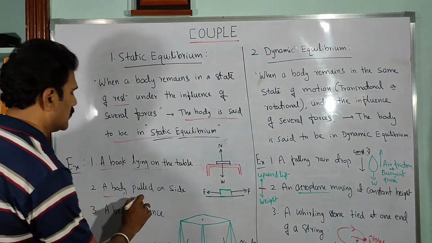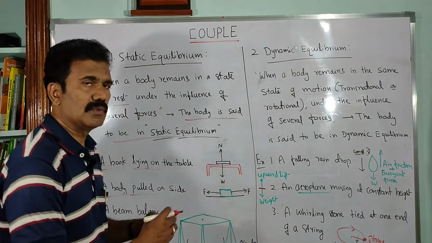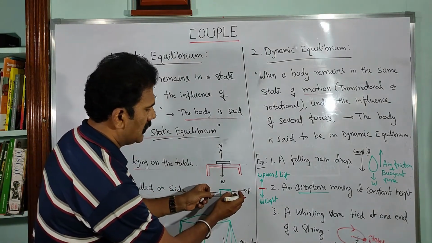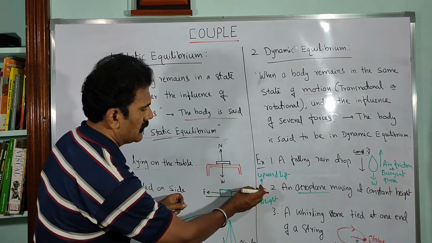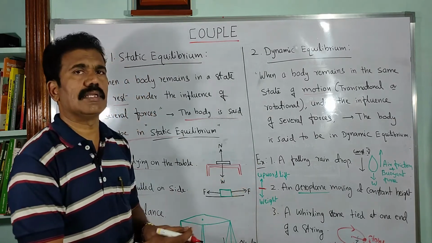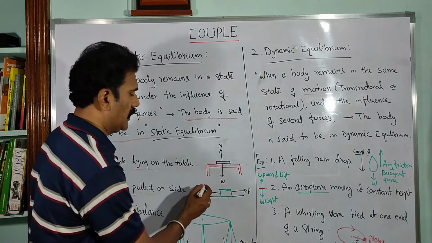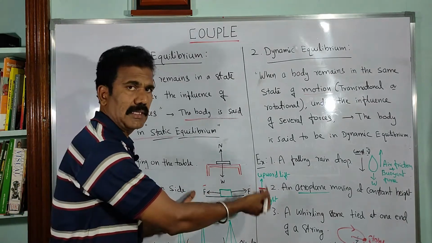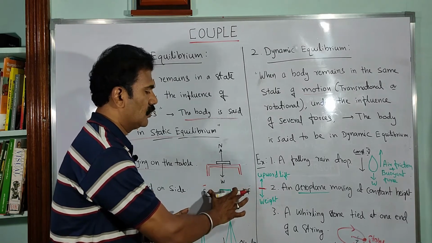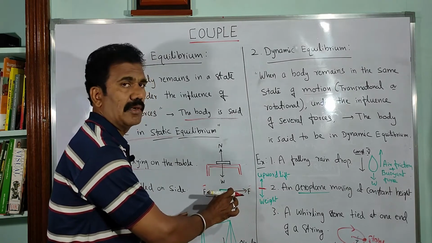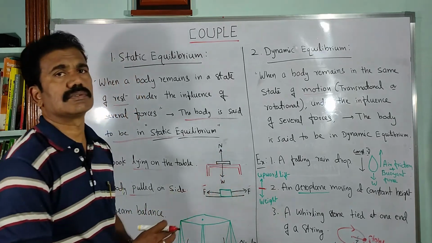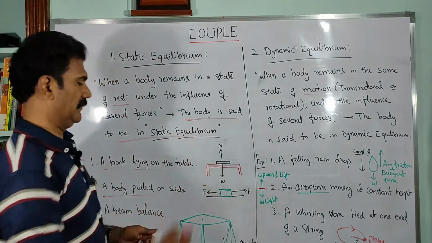Similarly, you consider a body that is pulled on either side. Consider a body like this and it is pulled in opposite directions on either side. Can you expect the body to move in any direction? No. We are applying equal forces on either side, equal in magnitude but opposite in direction, that's it. So those two equal and opposite forces make the body not move in any direction. So this gives the static equilibrium to the body.